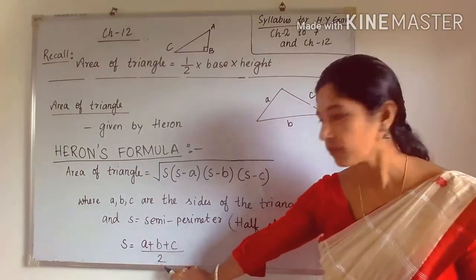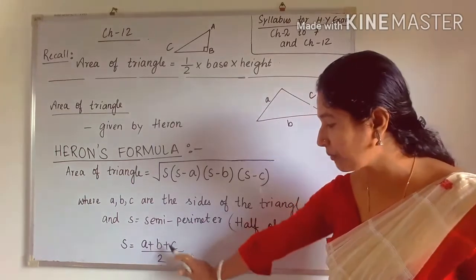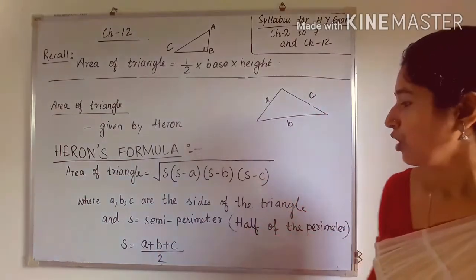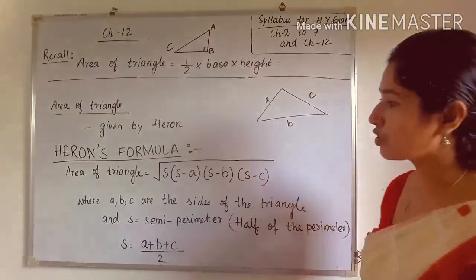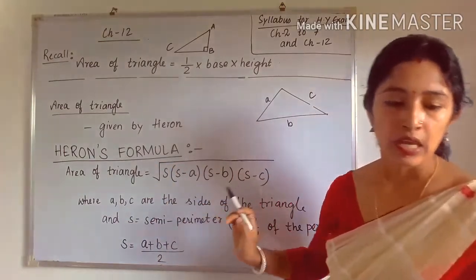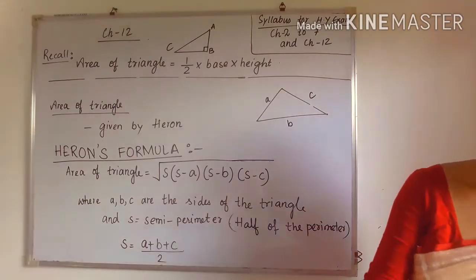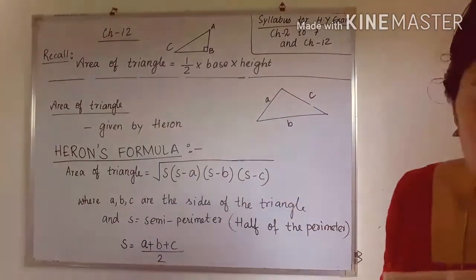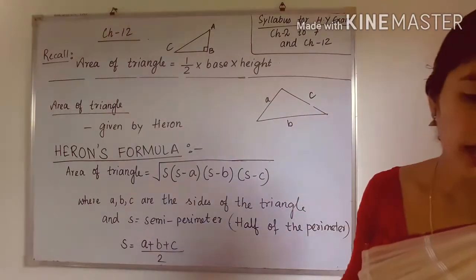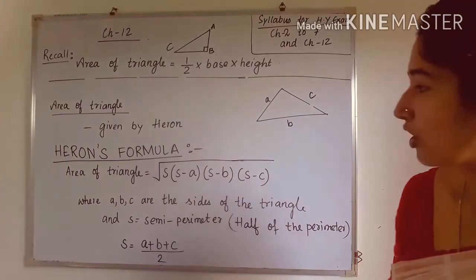Why are we dividing by 2? Because we have to take half of the perimeter. Okay. So we are dividing by 2. And a, b, c are the sides of the triangle. So this is the Heron's formula. Okay. Heron's work in applied mathematics is given in page number 199. So you can read about Heron. Okay. So this is the formula which he gave.